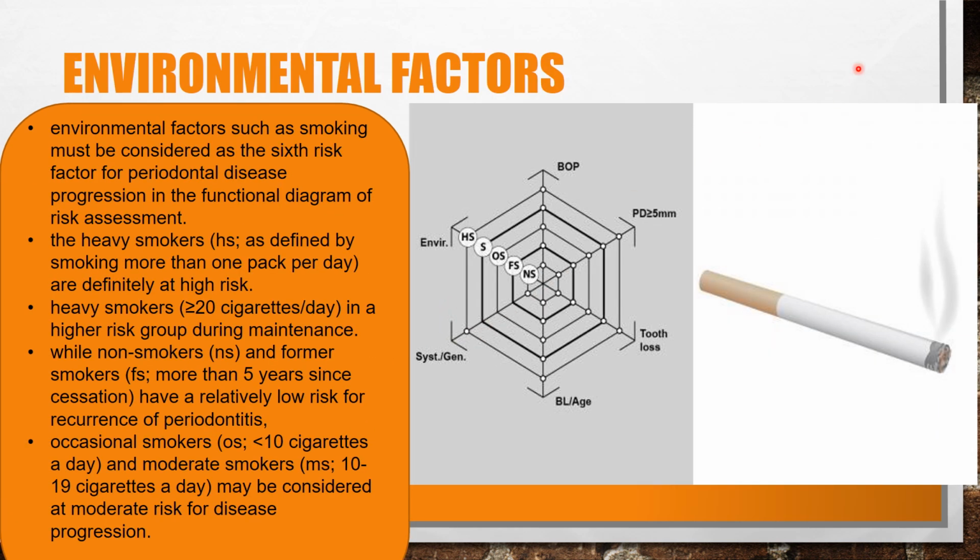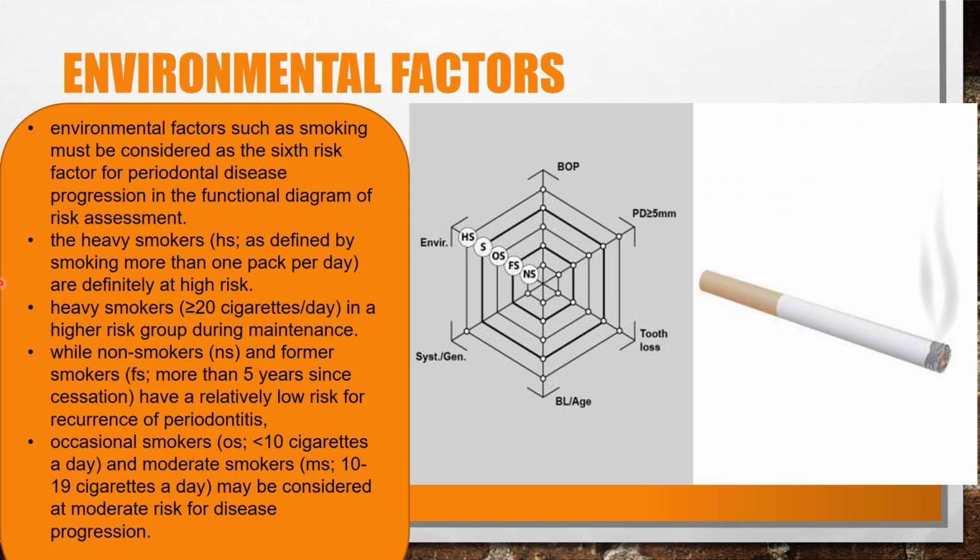Coming to the environmental factors, we will be taking up smoking. Environmental factors such as smoking may be considered as the sixth risk factor for periodontal disease progression in the functional diagram. The last one is heavy smokers, that is, smoking more than 1 pack per day. That is considered as high risk category.